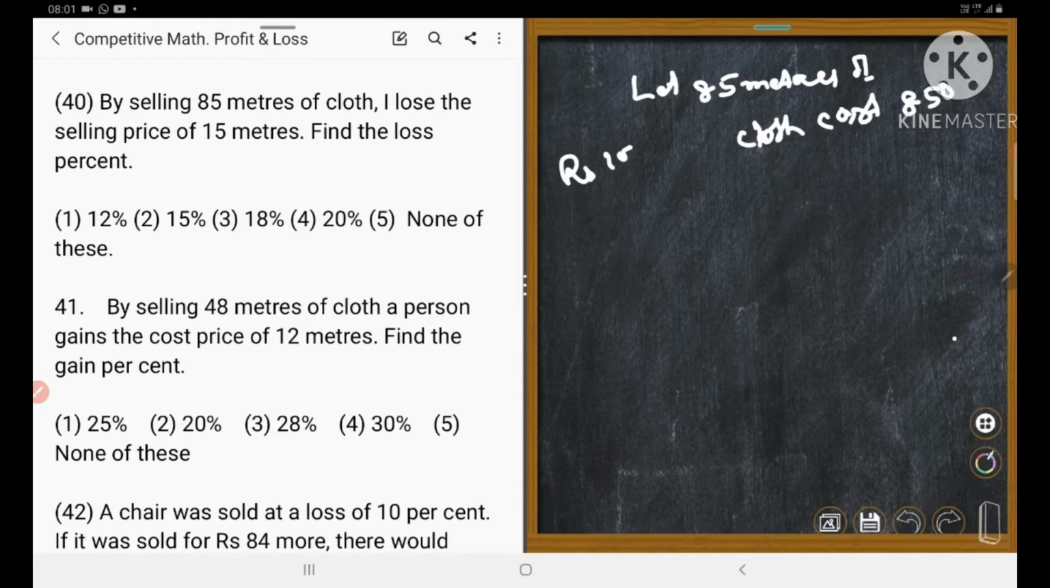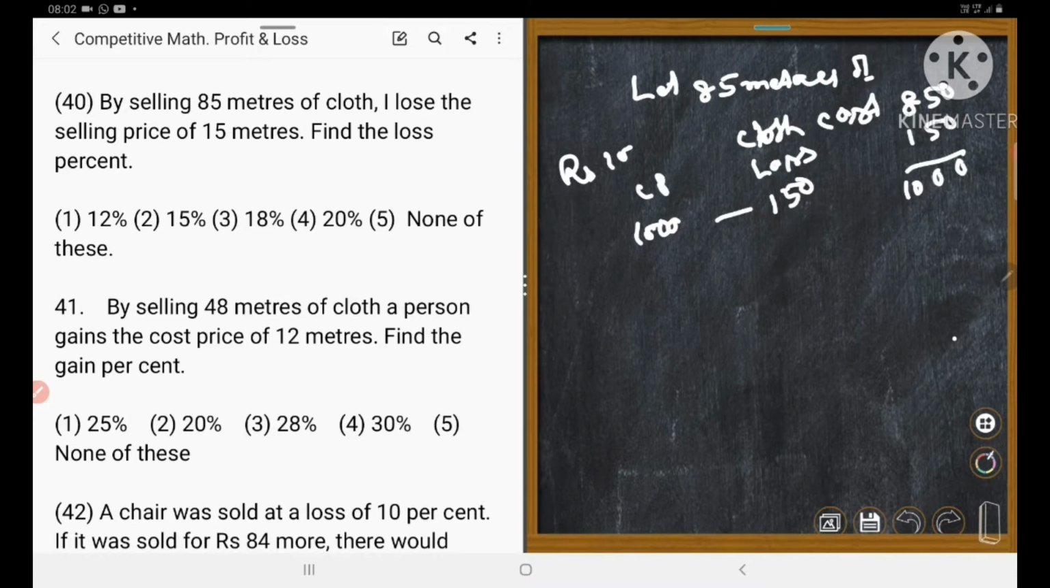So 85 meters means 850 rupees. So 15 meters means 150 rupees. That is what? Loss. 150 is loss. So CP is equal to 1000. Could you understand? In 1000, loss is 150. This is loss.